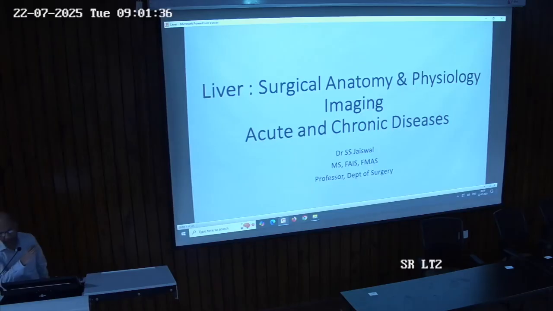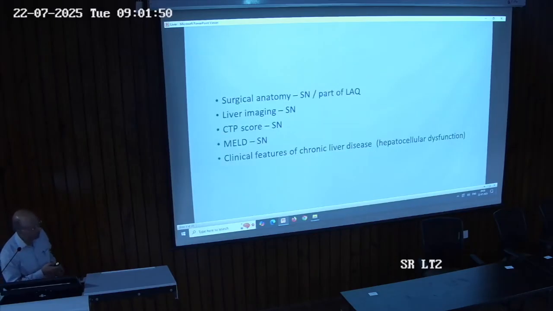This is a collection of multiple small topics which could come as short notes or as part of a long answer question. So we'll try and cover them in the next 1 hour. A typical long question could be: describe the surgical anatomy of the liver and discuss the management of liver abscess. Or a short note on liver imaging, Child-Turcotte-Pugh scoring, MELD score. So we'll try and cover all these small topics in the next 1 hour.